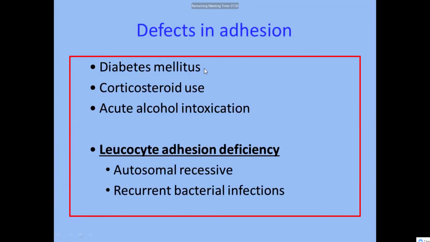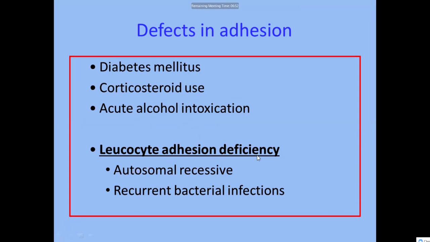I told you diabetes mellitus, being a metabolic disorder, will cause leukocyte functional deficiency. The white blood cells are deficient in these people. So these people are more susceptible to infections. If any wound injury occurs to them, the injury will take a long time to heal because the neutrophils do not adhere and they won't emigrate. Emigration is defective. Corticosteroid use, the same thing happens. Acute alcohol intoxication, the same thing happens.